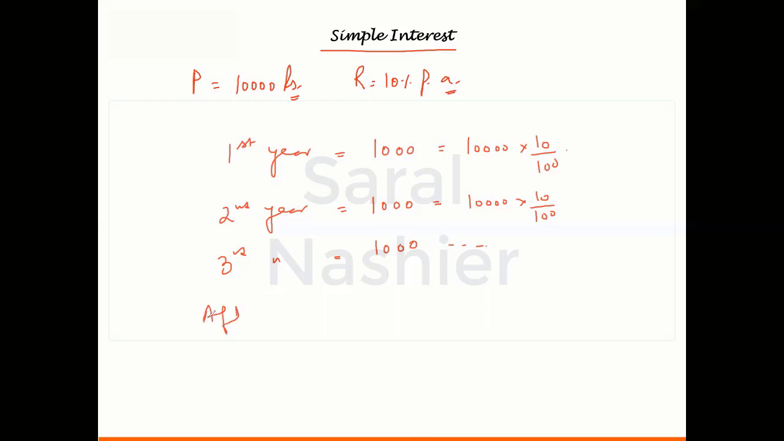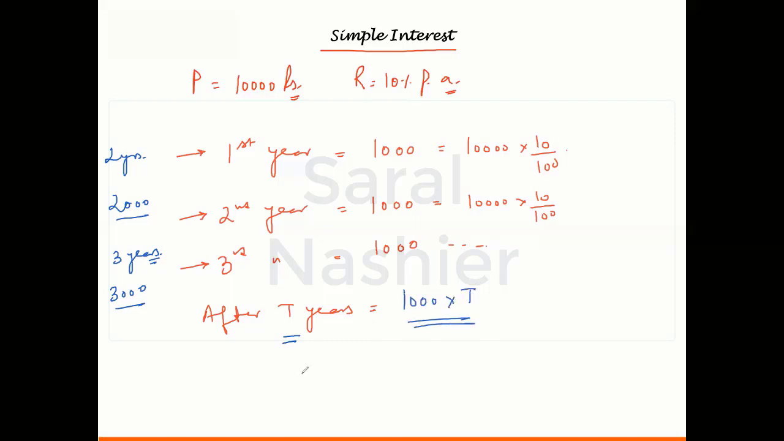So if I ask you what is the interest after T years, keep this in mind. This was the interest for the first year. This was the interest for the second year. This was the interest for the third year. If I talk about the interest of 2 years, you will say 1,000 plus 1,000, that will be 2,000. Interest for 3 years, there's a difference between the third year and 3 years. So the interest for 3 years would be 3,000. So what is the interest after T years? It will be 1,000, 1,000, 1,000, T times. So 1,000 into T would become the interest.